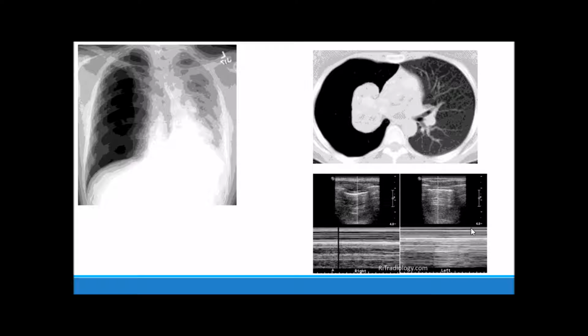All right, so how do you size pneumothoraces? How do you measure them?